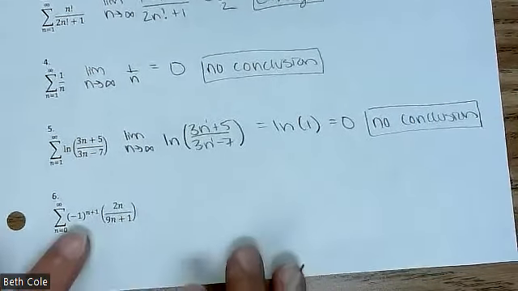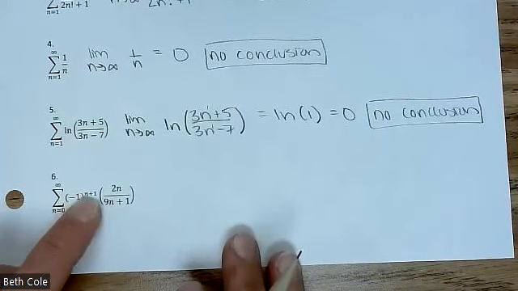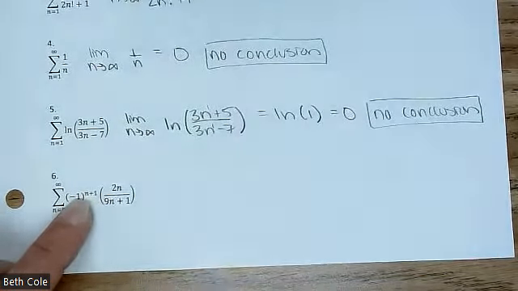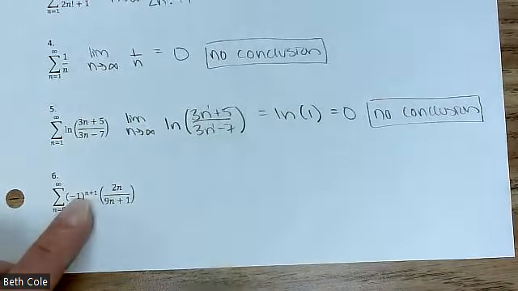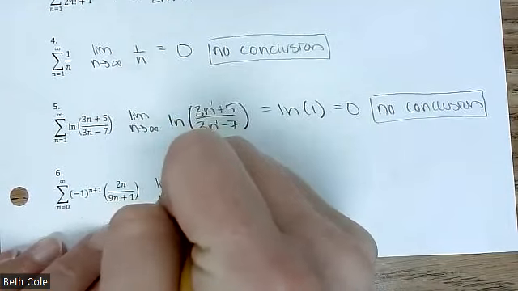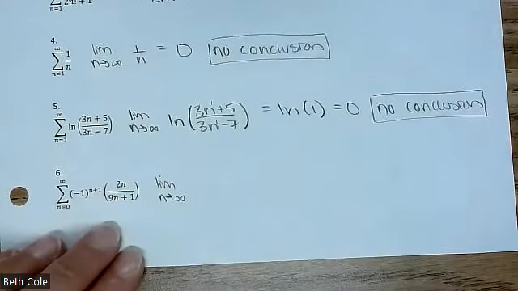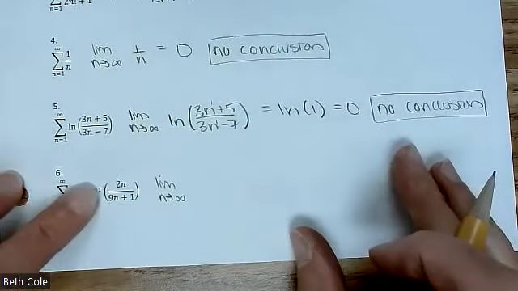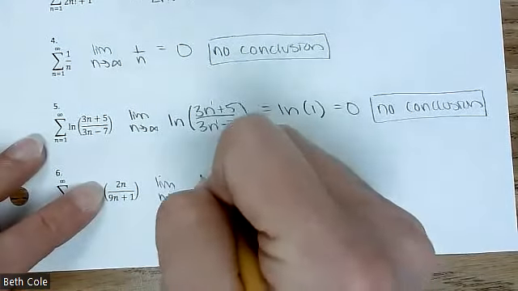All right, and then for this one, do you see that negative 1 to the power n plus 1? All that's going to do is cause it to alternate. It's an alternating series. It means you're going to have a positive, negative, positive, negative. When we do the limit to infinity, we don't include that part, because all that's going to do is negate every other term. So we're not going to use that. So it's just this part.